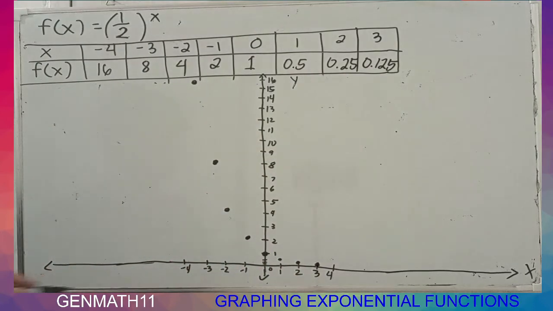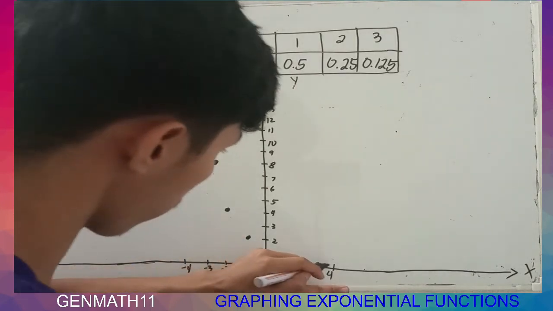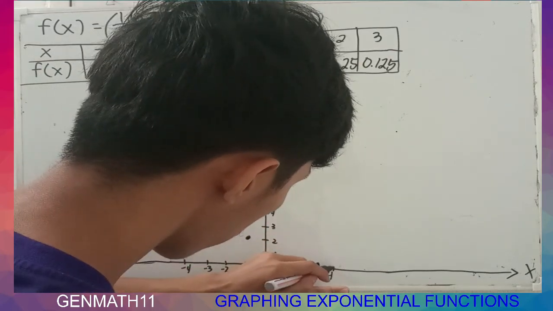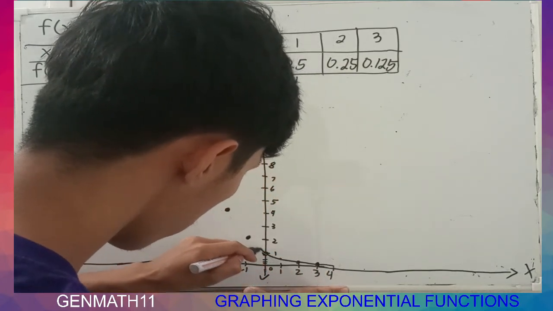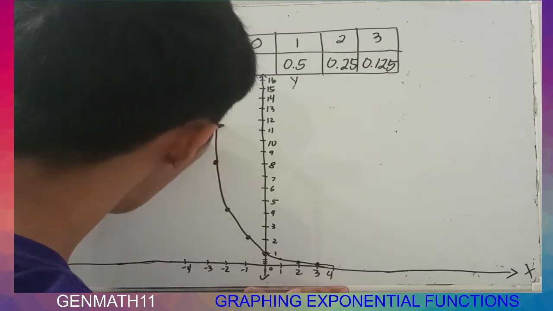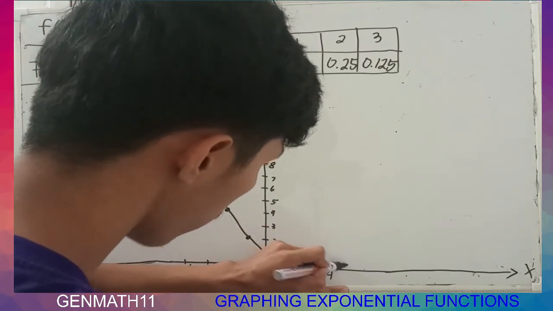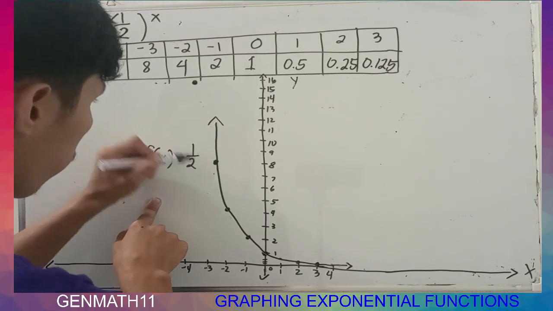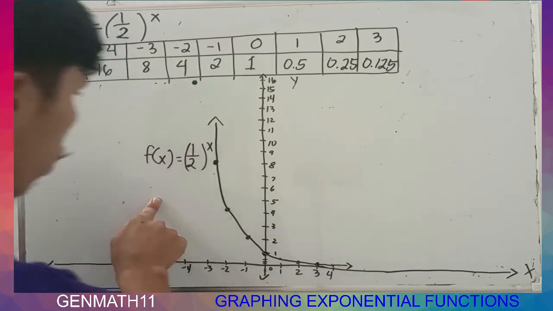If you notice, the graph approaches our x-axis, the horizontal line, because the value of our f of x becomes smaller. So, it gets closer to our x-axis. Then, let's connect our points. So, this is the graph of our f of x equals 1/2 raised to the x power.